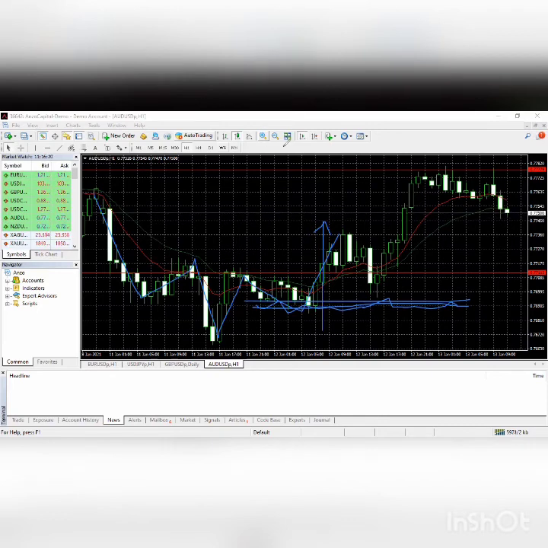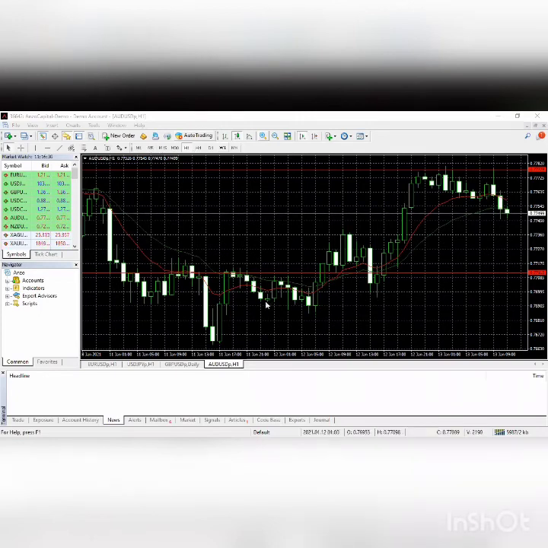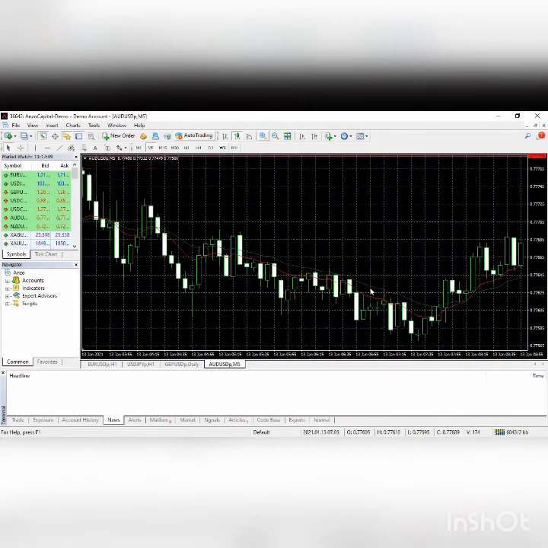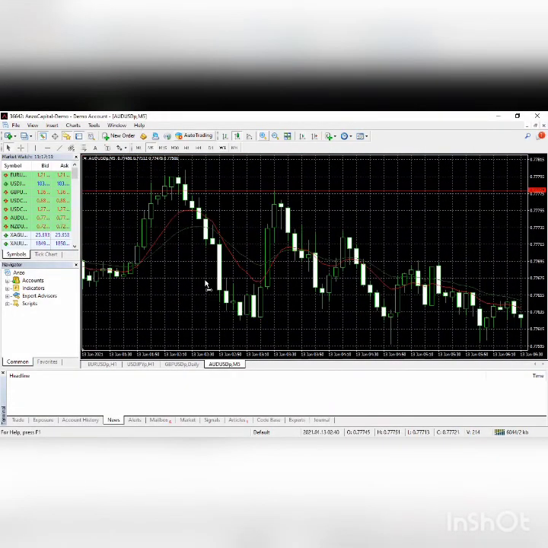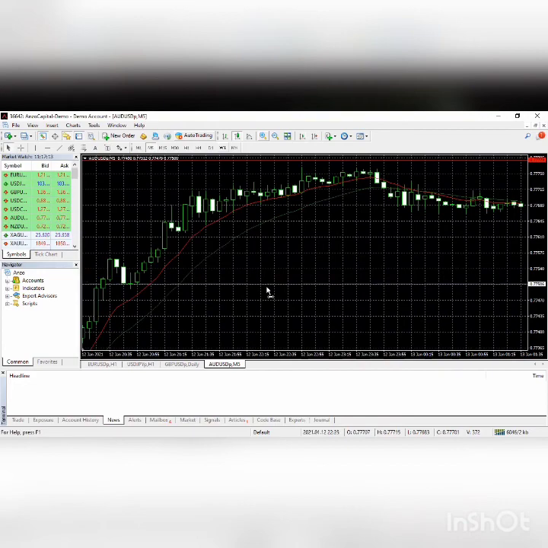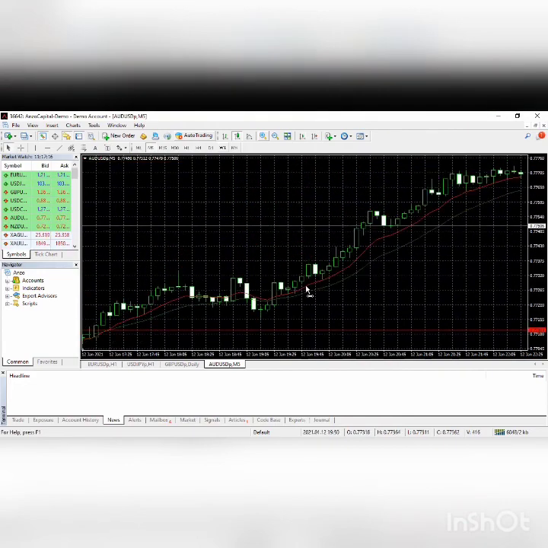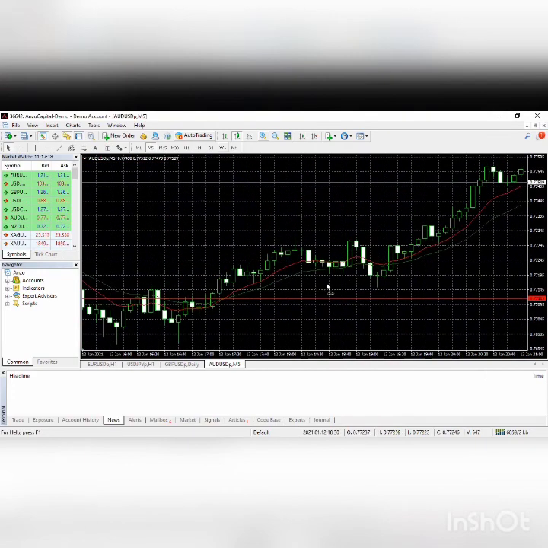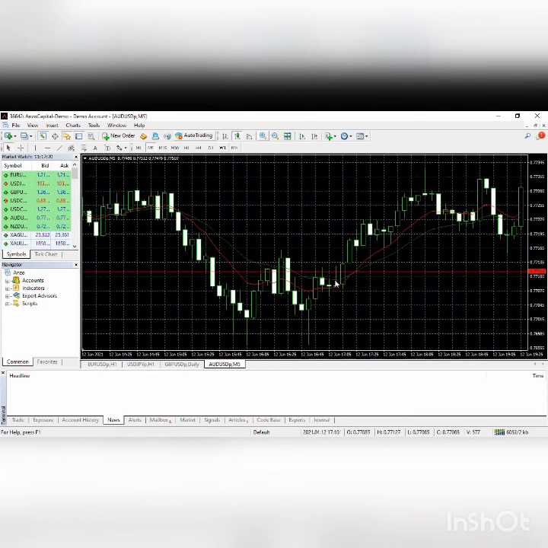Ang una kong ginawa is sinilip ko siya sa 5 minutes. Next kong ginawa, nung nakita ko na parang hindi na niya aabutin yung pending orders ko, sinilip ko siya sa 5 minutes. Paano ko nagkaroon ng lakas ng loob na pasukin siya sa 5 minutes? Ito yung nangyari.